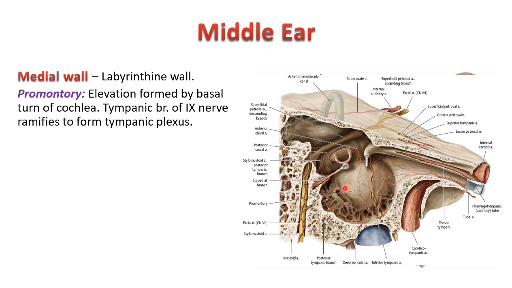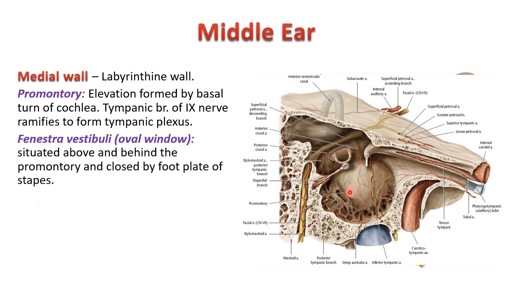And ramifying on top of this promontory are these nerves: the tympanic branch forming the tympanic plexus. The glossopharyngeal nerve gives the tympanic branch, and this tympanic branch forms a plexus along with the caroticotympanic nerves, which are sympathetic nerves, ramifying over the promontory.